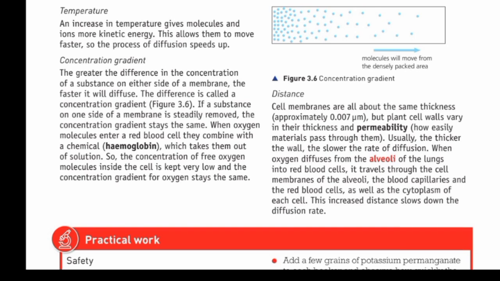Now here is the fourth point, that is the distance. The thicker the membrane or wall, the slower the diffusion. Oxygen must pass through several layers in the lungs before entering red blood cells. The long distance slows down diffusion. So here are some factors on which the rate of diffusion depends.